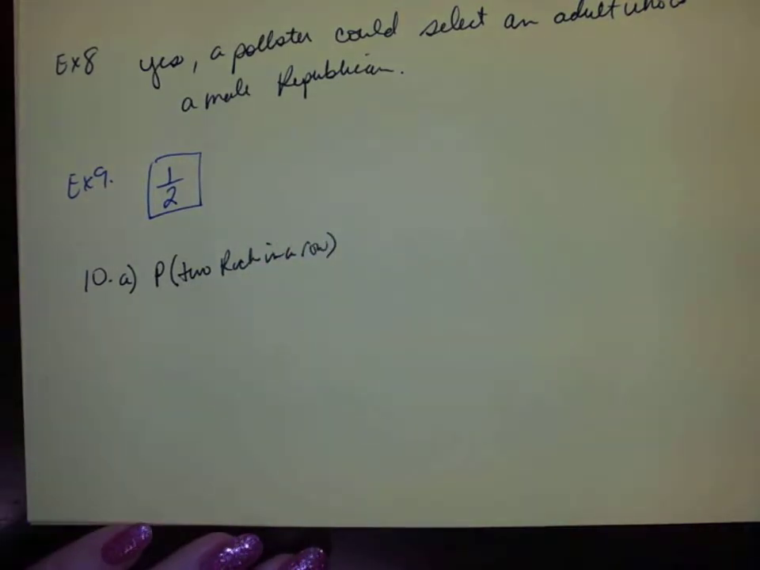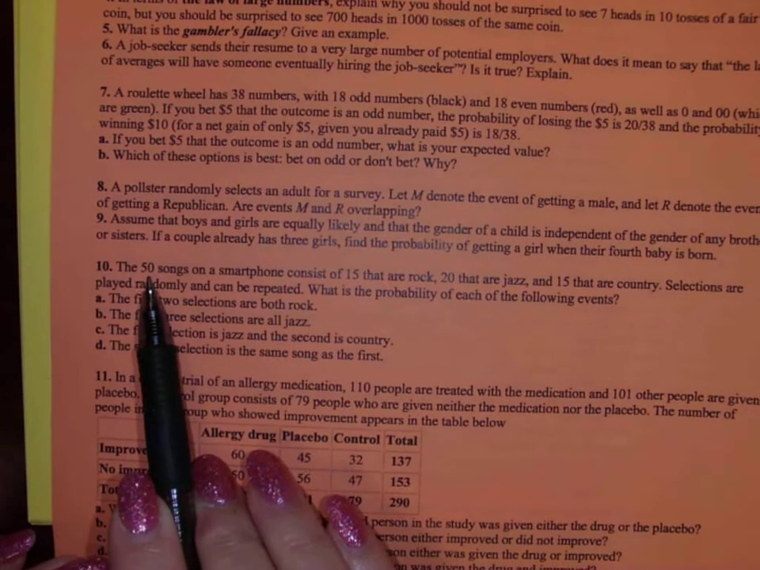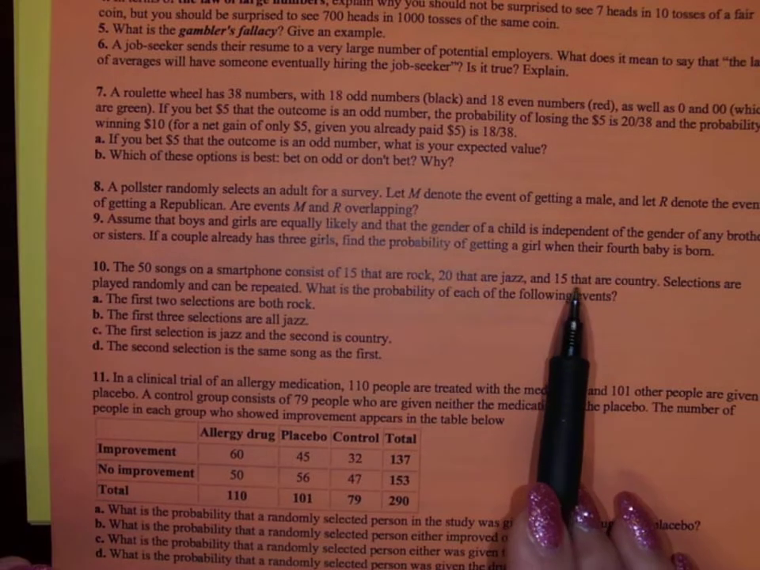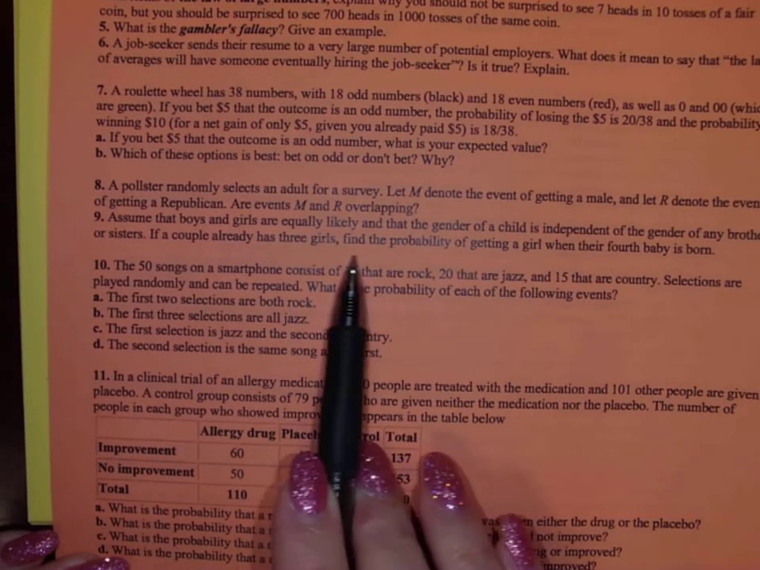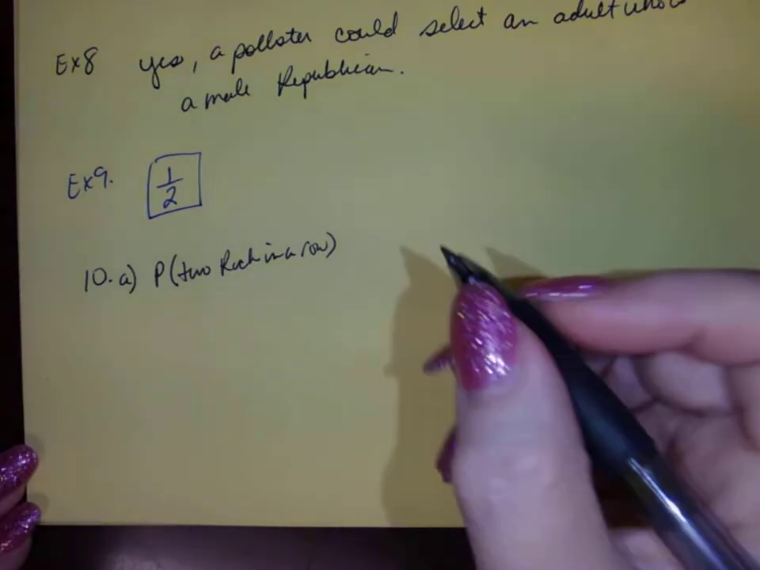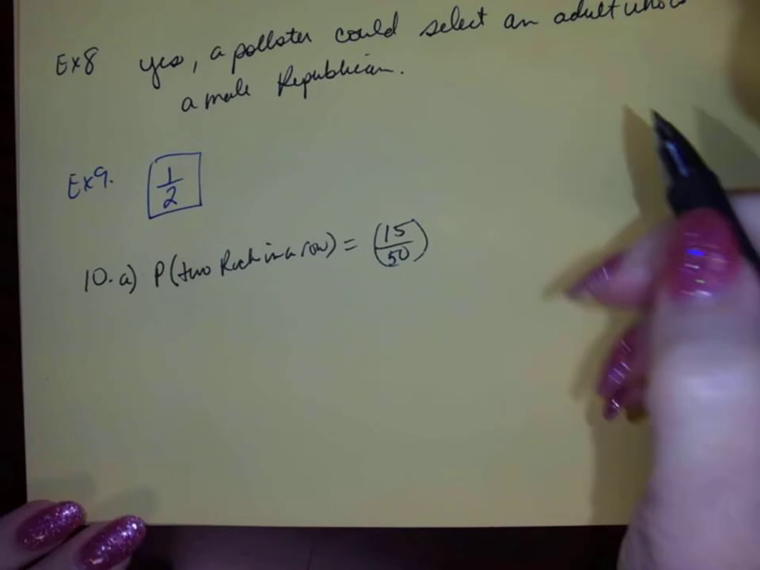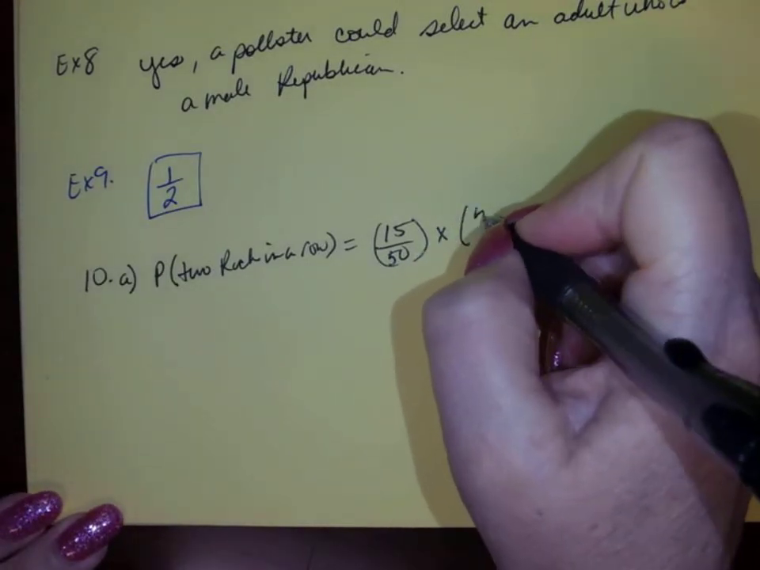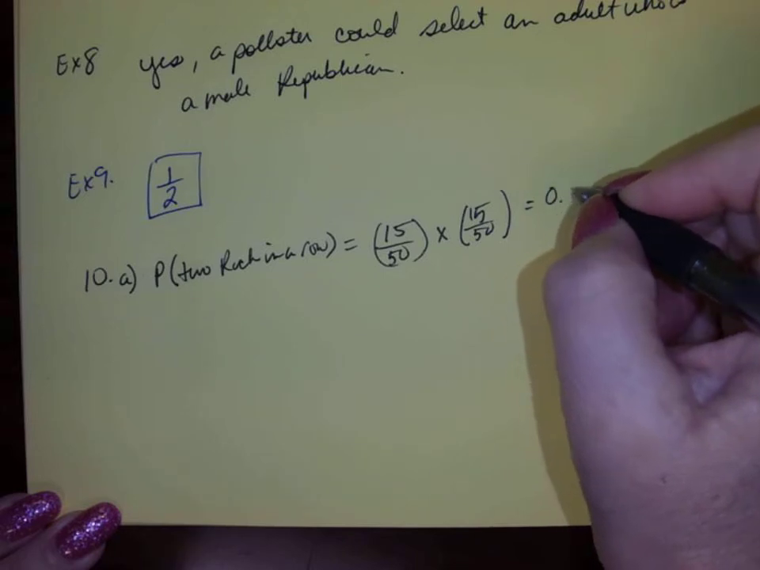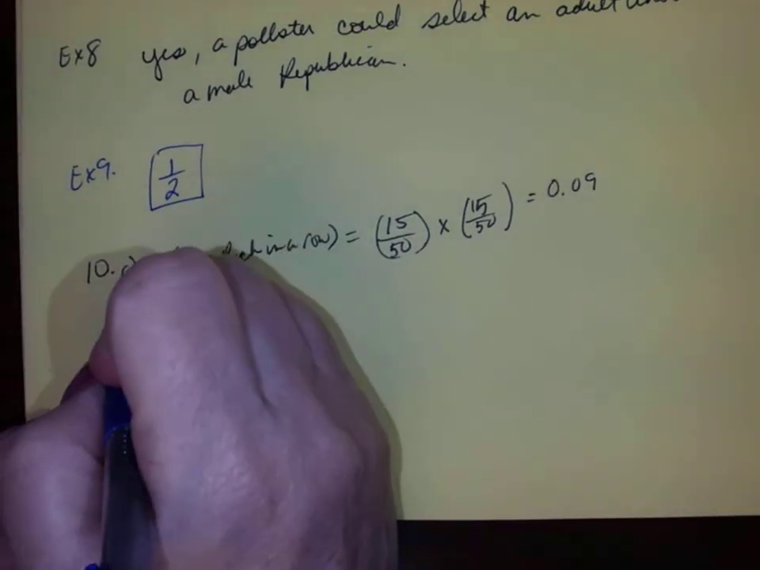So the probability, we have to first find out, we've got a total of 50 songs. 15 are rock, 20 are jazz, and 15 are country. So we've got to look at the probability of getting a rock song. That's 15 out of 50. So this will be equal to 15 out of 50 for the first event. And then we will multiply that times 15 out of 50 for the second event. Put that in your calculator, we get 0.09. All right, let's go look at B.